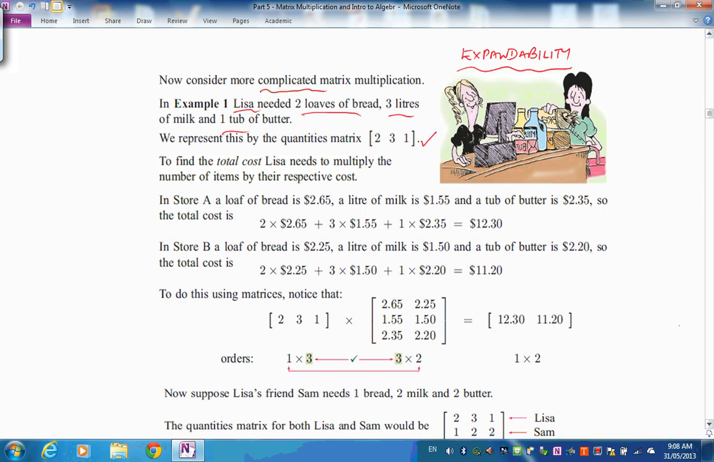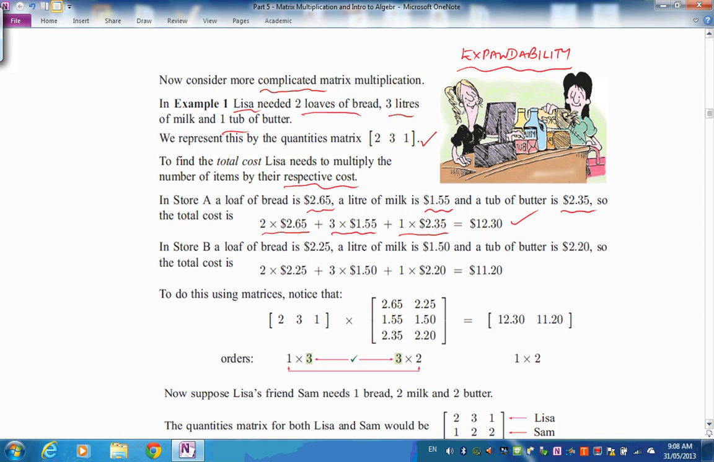We've seen this before. To find the total cost, Lisa needs to multiply the number of items by their respective cost. So here's the cost in the same order. Remember the uniqueness of each entry in matrix land, so you've got to watch the order in which you do things. So you want 2 lots of $2.65, 2 loaves of bread, 3 litres of milk, and 1 tub of butter. Okay, so that's how we'd usually do it by hand.